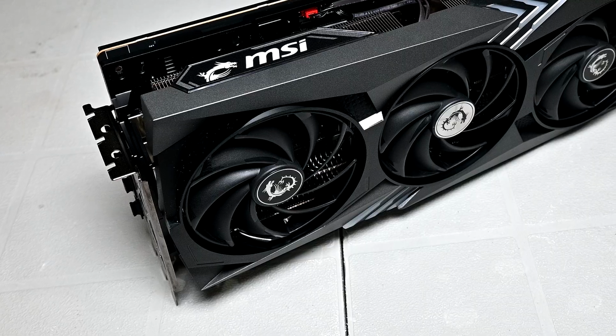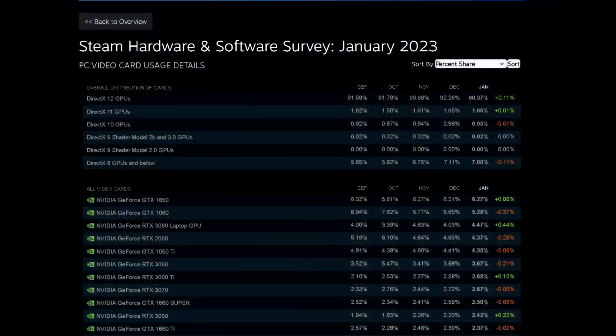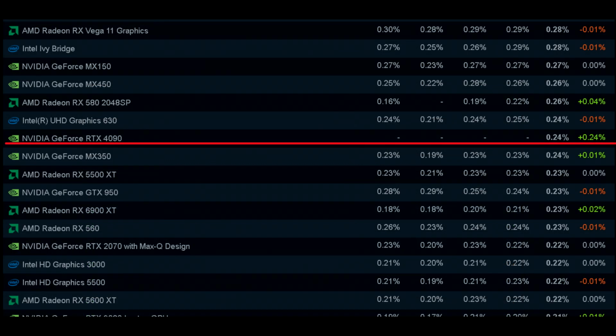Now, when it comes to the RTX 4090 and the rest of the RTX 40 series, if you were to click on the section that states PC video card usage details, you can see that the RTX 4090 has a percentage share rating at 0.24%, which may not seem like a lot to you, but to be fair, the graphics card has only been out for about 5 months as it was released in the middle of October 2022.